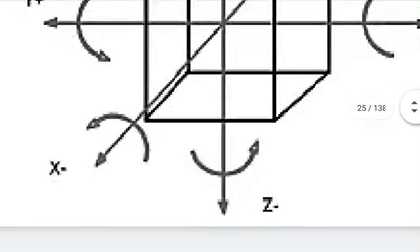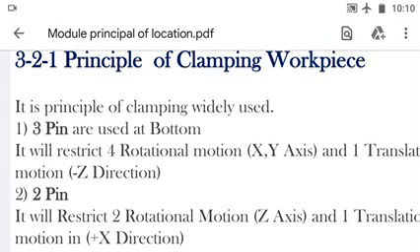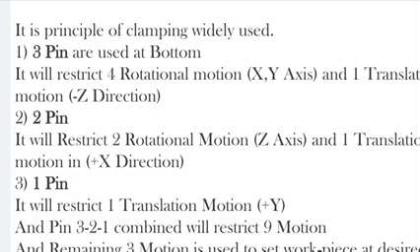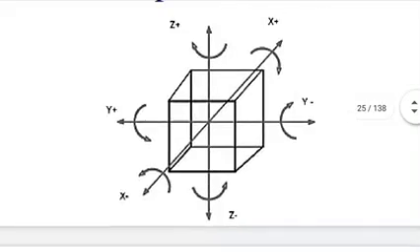Okay, so the first 3 pins have covered 4 rotational and 1 translation. In all, 5 degrees of freedom have been arrested using 3 pins. Next 2 pins will restrict 2 rotational motions of the z axis, that is z clockwise and z anti-clockwise, and 1 translational motion, that is in the positive x direction. We can see over here z clockwise, z anti-clockwise, and x positive. That means the location of the pins is at this one and this one axis.